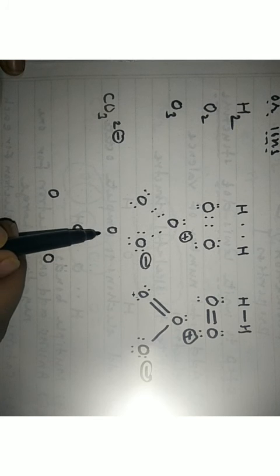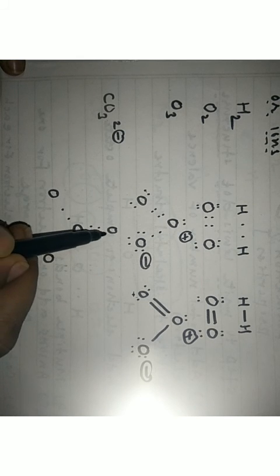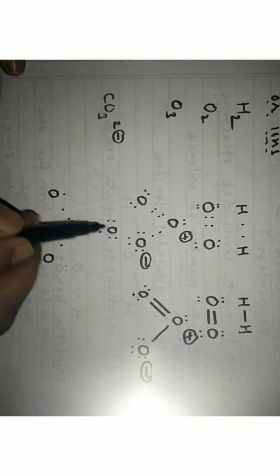Now there is a double bond between this carbon and oxygen, and there is a single bond between this carbon and oxygen, and another single bond between this carbon and oxygen. This oxygen will have 2 lone pairs of electrons, and these 2 remaining oxygens will have 3 lone pairs of electrons. Due to one extra pair of electrons, there will be one negative charge for this oxygen and one negative charge for this oxygen. So the overall charge on the ion will be 2 minus.